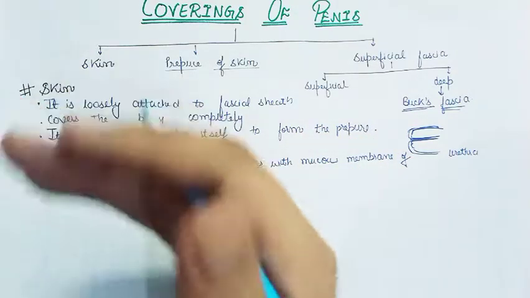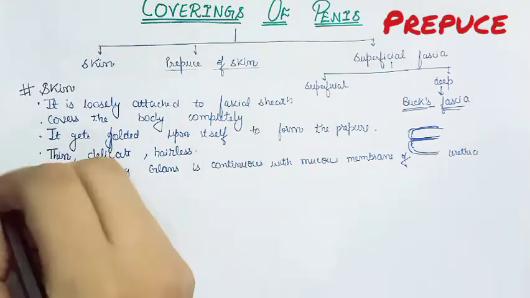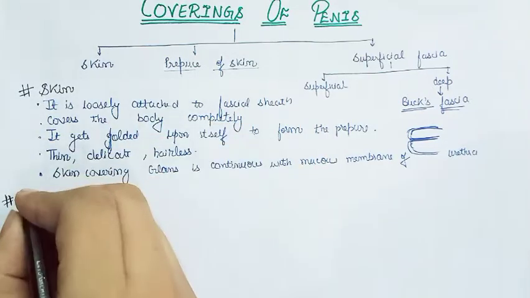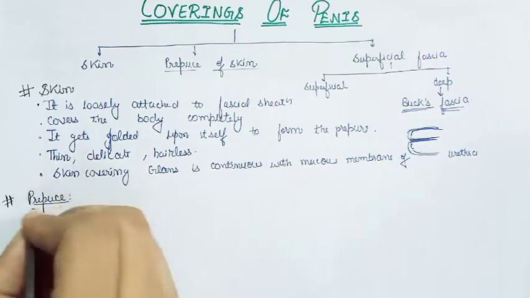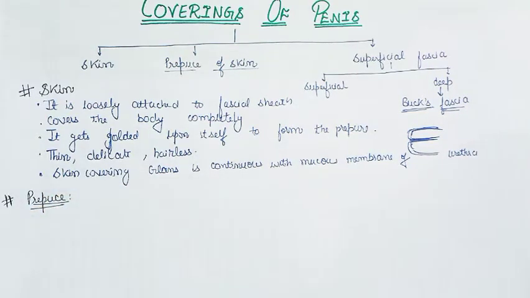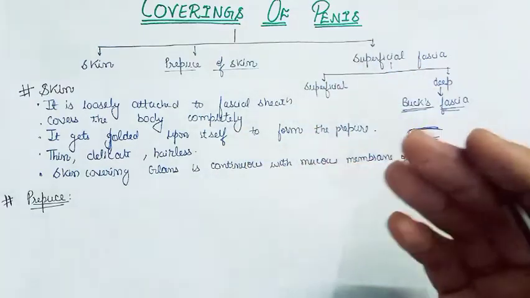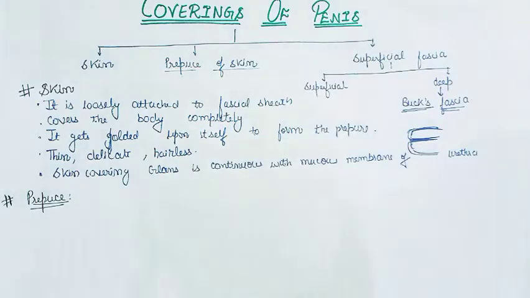So that's all about the skin. Now let's move on to the prepuce. So what is the prepuce? It is actually a fold of skin. Now we are going to discuss the important diagram that I told you about in the beginning. First let us draw the diagram and then look deeper into what the prepuce is, because you will get an orientation of how the different structures are located.